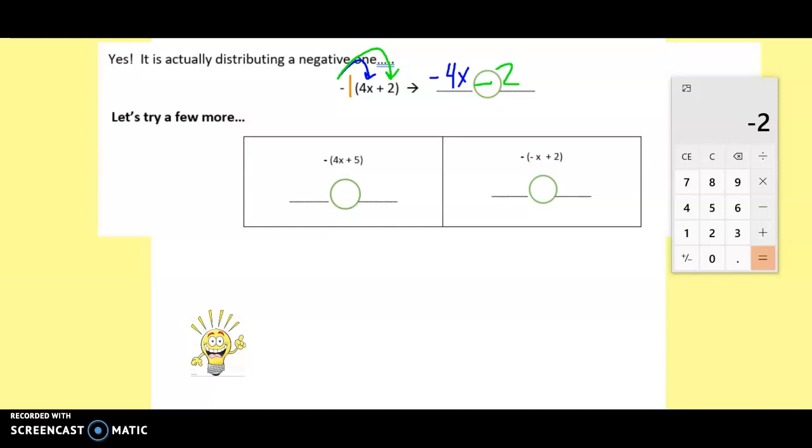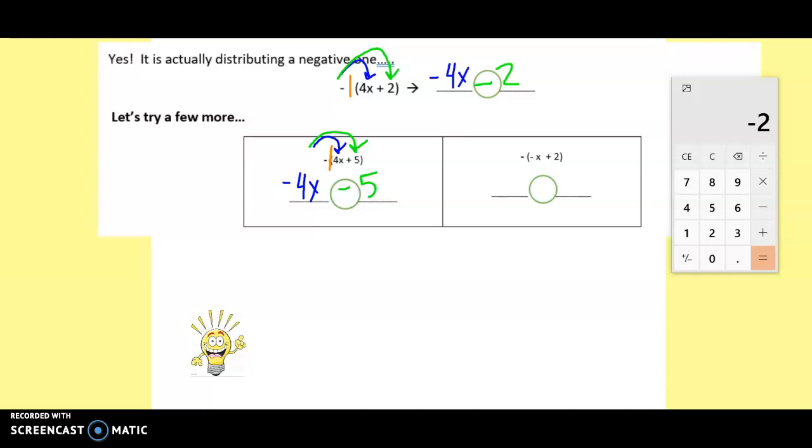All right, let's take a look at another 2 examples. So my first one here at the bottom. Again, if it helps you to write the little 1 in there, I most certainly would. So when we do our multiplying, negative 1 times 4, negative 4x. Then we have a negative 1 times 5, which is negative 5.